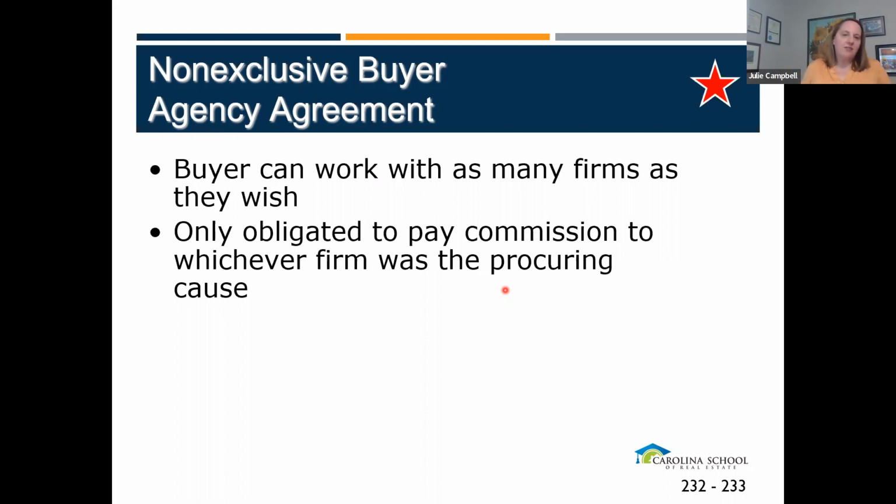It's still a buyer agency agreement. I still owe you OCAR. But in a non-exclusive, the only time the buyer is obligated to pay me is when I find them the property.